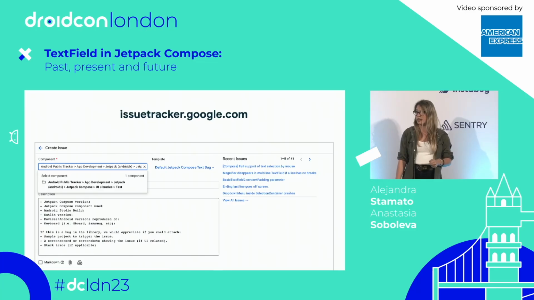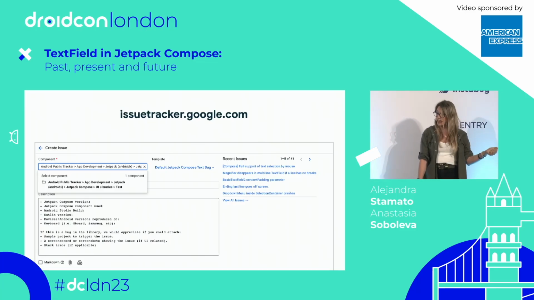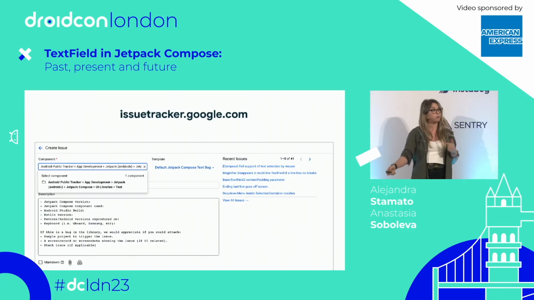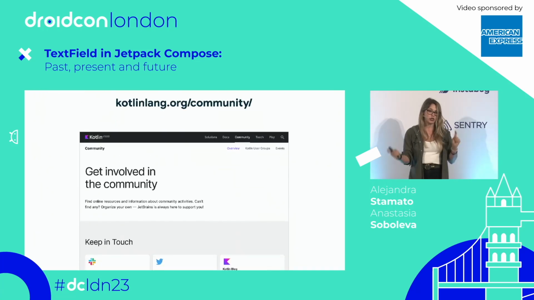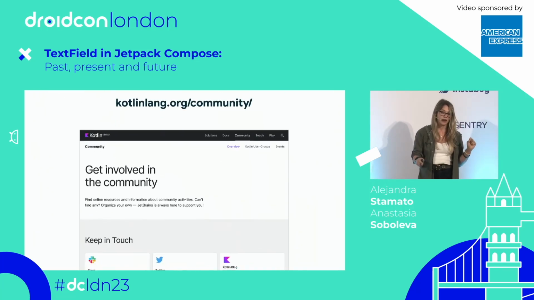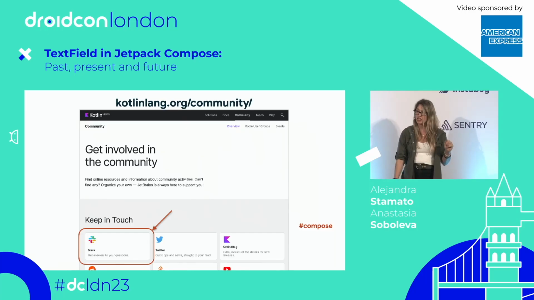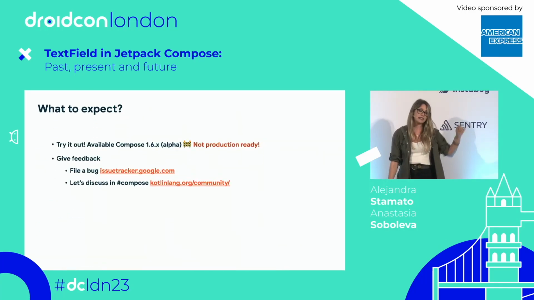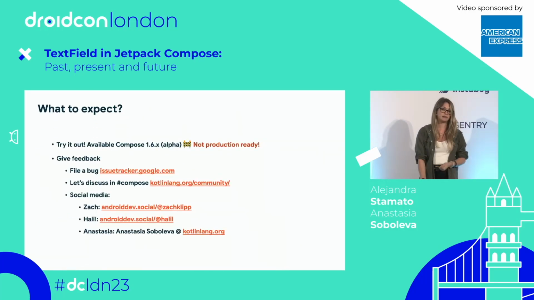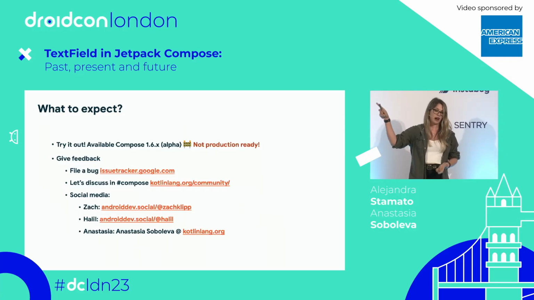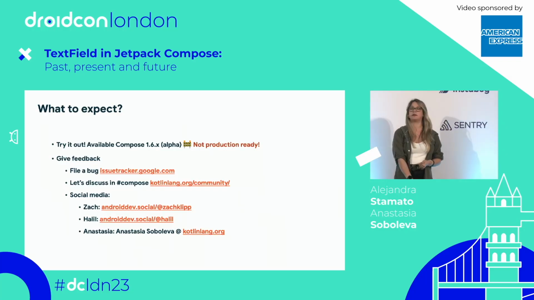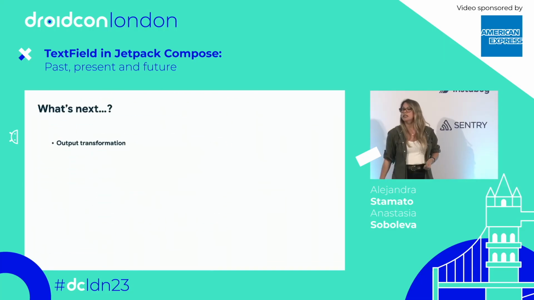You can give feedback through Google's issue tracker there and create a feature request or a bug. You can also join the Kotlin Lang community there and keep in touch through Slack and send a message through the Compose channels. So let's discuss there. You can also reach out to the team directly. Zach and Halil there are main engineers working on this project right now. We also have Anastasia here on the text team in Compose as well.